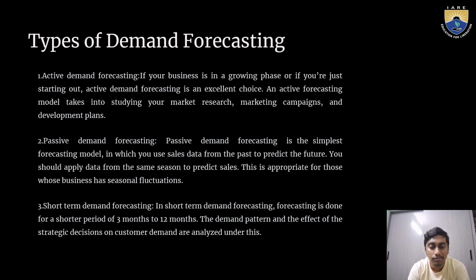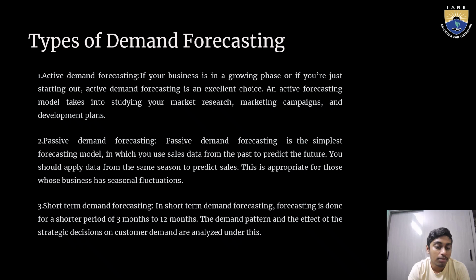Second one, passive demand forecasting. It is the simplest forecasting model in which you use sales data from the past to predict the future. You should apply data from the same season to predict sales. This is appropriate for those whose business has seasonal fluctuations.